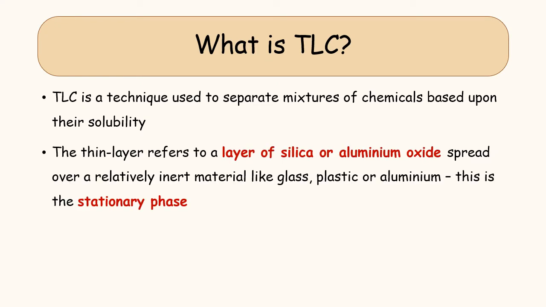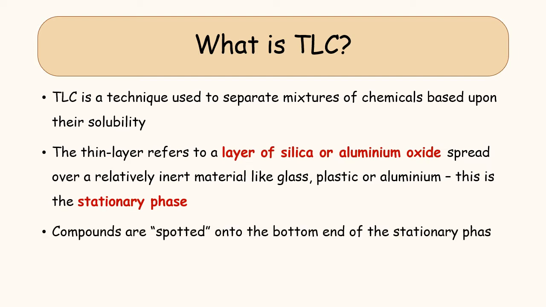Now, the thin layer part refers to a layer of silica or aluminium oxide that is spread over a material like glass, plastic, or aluminium. And this forms a stationary plate, so it's the stationary phase, and it forms usually a rectangular shape that is thin and it is solid. And you're going to put your compounds onto this plate and then add a solvent that will dissolve your compounds and move your compounds.